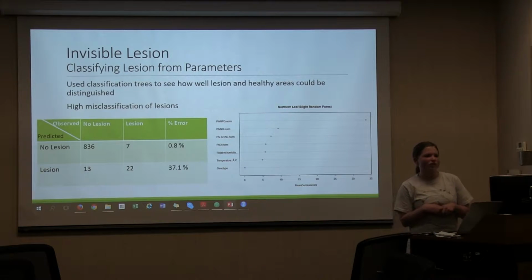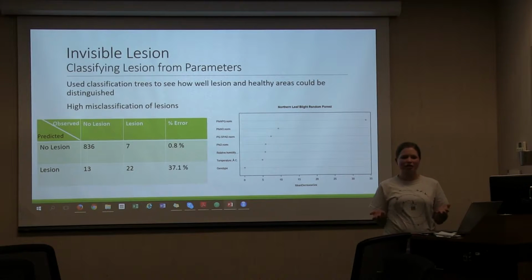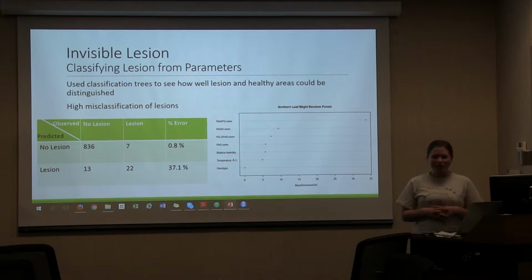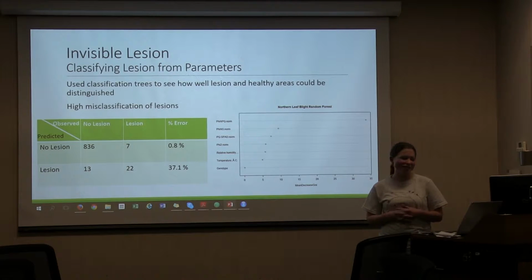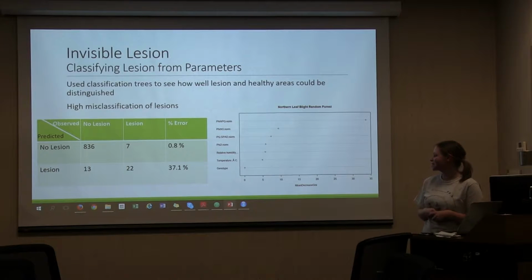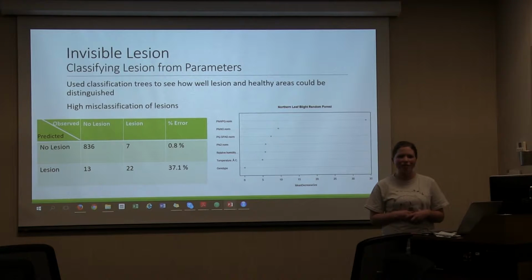Then I was wondering, okay, these parameters are important. How well could an algorithm classify if there's a lesion or not to build this kind of model? And it turns out it can't. It does a really bad job, which is odd because you would assume that visually you can see it. There's these very high measurements. However, it misclassifies about 40% of the time, which isn't great.